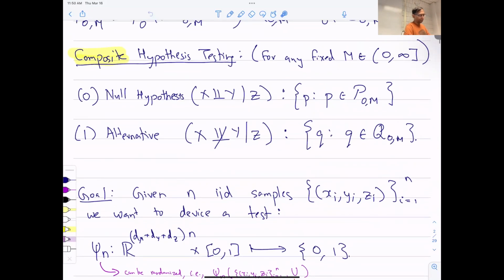It's composite in the sense that the null hypothesis is not one hypothesis. There are many possible null hypotheses inside the one, quote unquote, null hypothesis. It could be P1 or it could be P2. It could be any one of these P's. Standard hypothesis testing is where you want to distinguish between two distributions. Here you're trying to distinguish between a partition of a set of distributions. That's what I mean by composite hypothesis testing.